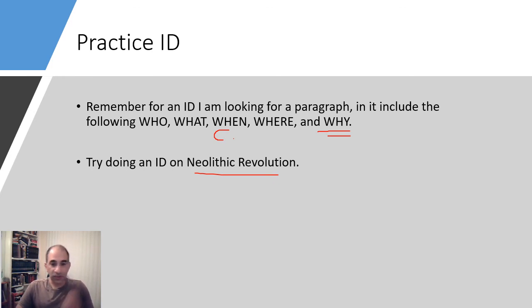What you should do now is pause this video and, on a sheet of paper, write out an ID for the Neolithic Revolution, telling me who, what, when, where, and why. Then after you're done, unpause the video and you'll see what you're supposed to do. I'm going to show you exactly how it should sound, but I want you to try to do it on your own. So pause the video. When you're done, unpause, and we'll move on.